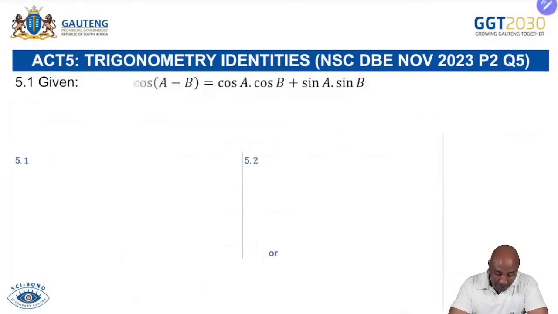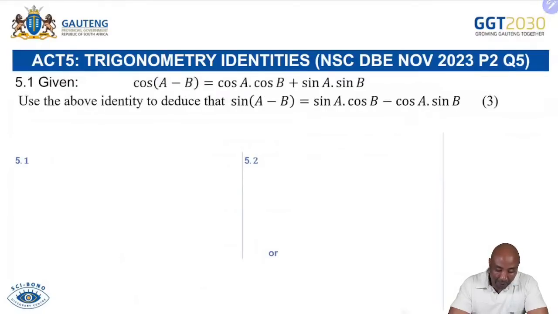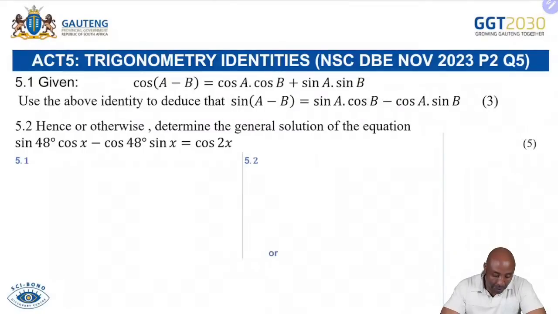We move forward. We are given the identity cos A minus B is equal to cos A times cos B plus sine A sine B. We are supposed to use the above identity to deduce that sine A minus B is equal to sine A cos B minus cos A sine B. With that being said, we should be able to get that one. And then the next question, hence or otherwise, we determine the general solution of the equation that.